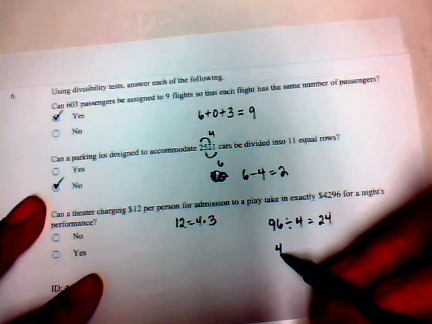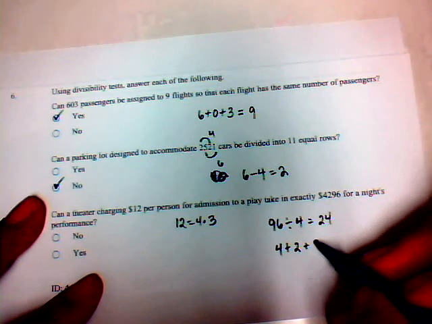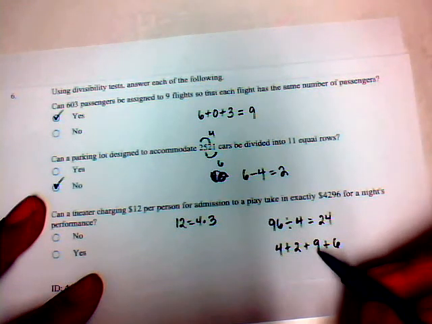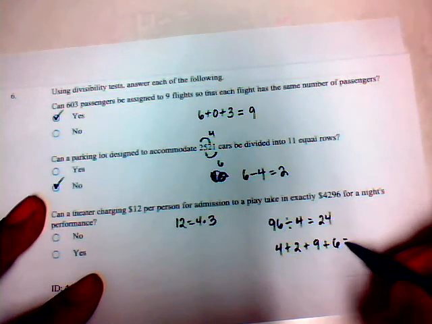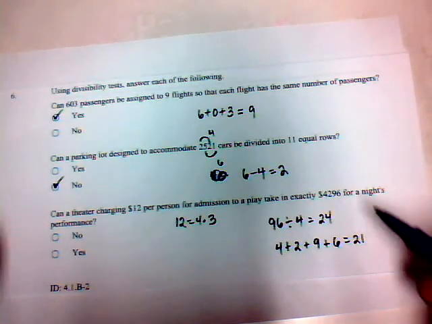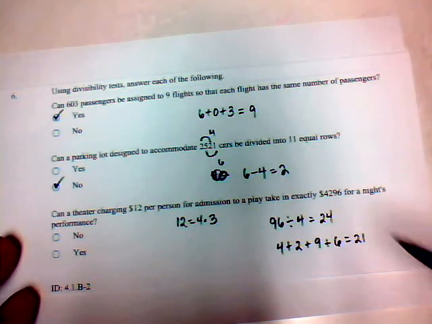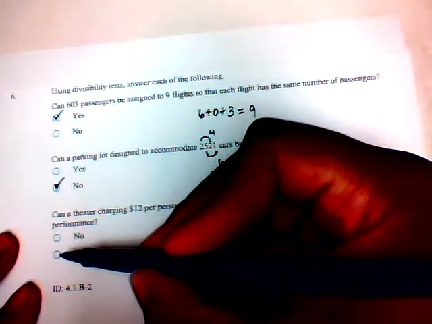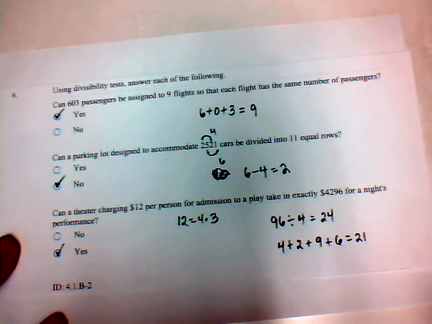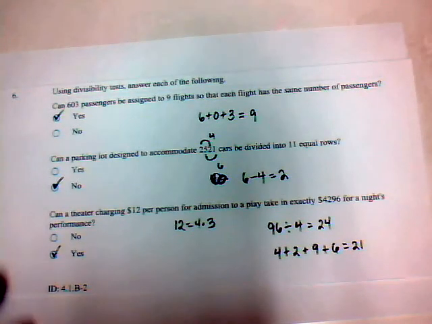Now for 3, we take the sum of the individual digits, 4 plus 2 plus 9 plus 6. Well, 4 plus 2 is 6, plus 9 is 15, plus 6 is 21. 21 is divisible by 3, so this number is divisible by both 4 and 3. So a theater can charge $12 per person for admission to a play so that they can take in exactly $4,296 for a night's performance.